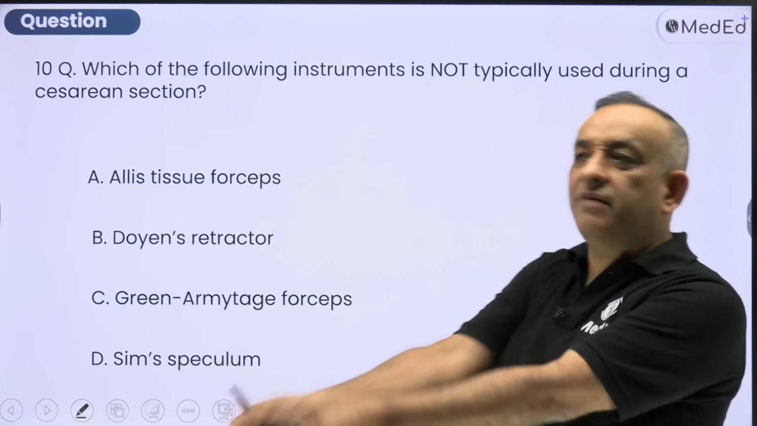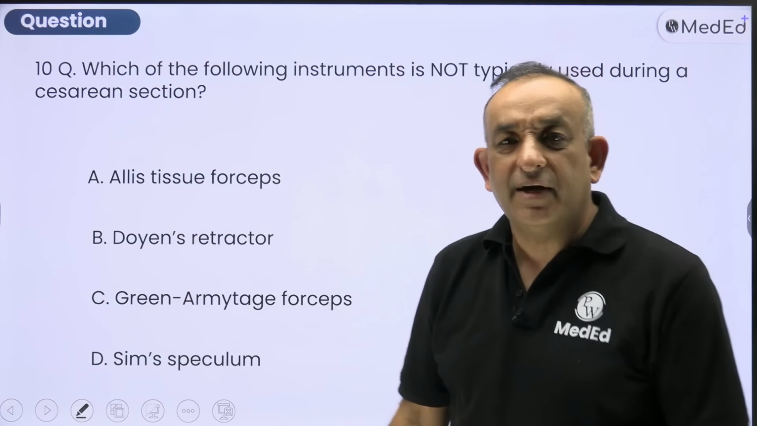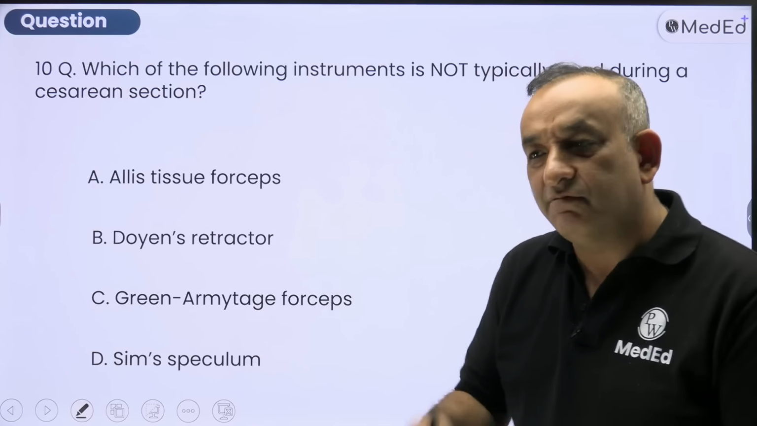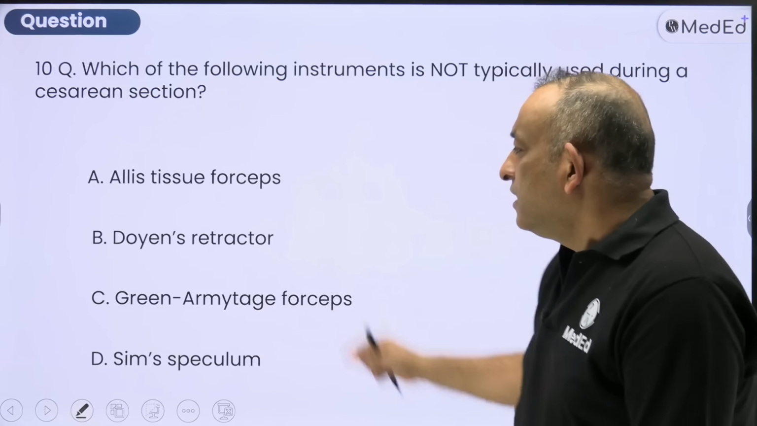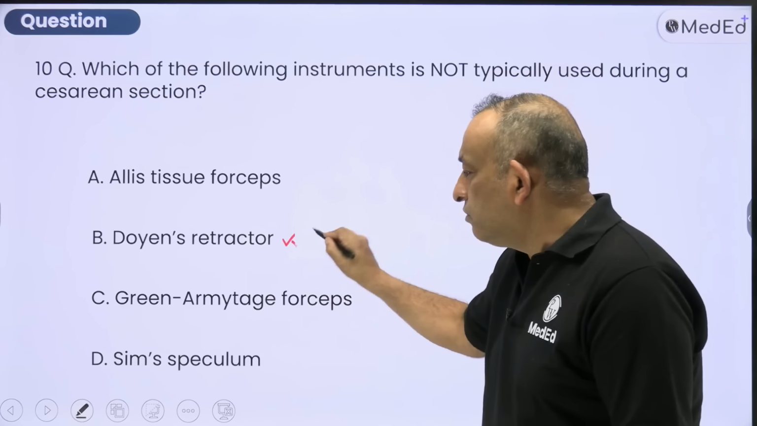You're hanging for dear life, and two gynecologists are operating and they're having a big chat while they're closing. Once the baby is out, we take time to close and we catch up on the gossip, isn't it? So that time, the Doyne's retractor, you know very well, is used.